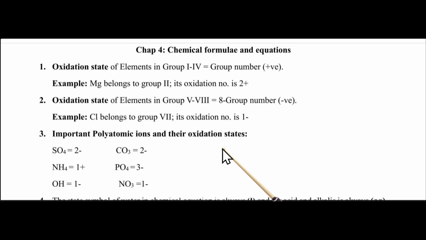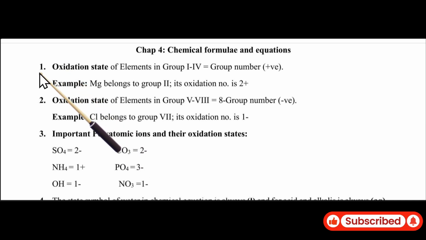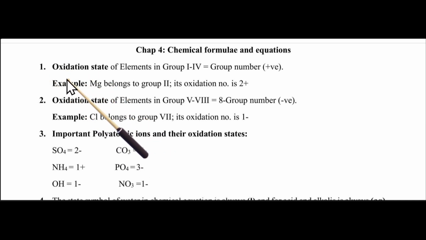Let's come towards chapter number 4, chemical formula and equations. Before you write any chemical formula or equations, you need to remember some key concepts, like what is oxidation state, because oxidation state will help you to design the formula in the exam. Oxidation state is related to the group number, group 1 to 4. Oxidation state is the ability of an element to lose an electron or to gain an electron.